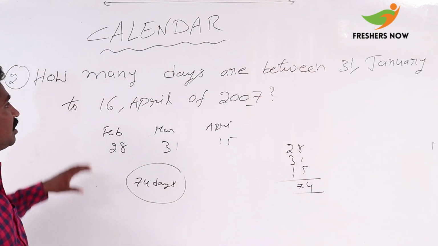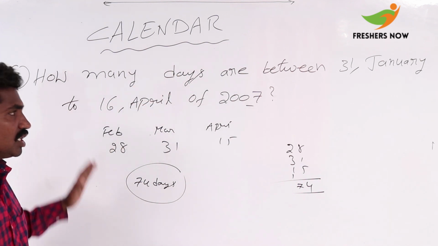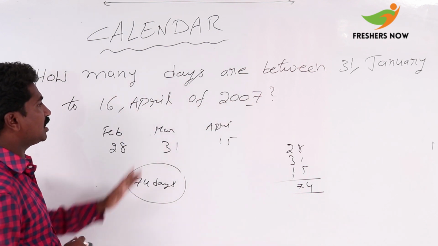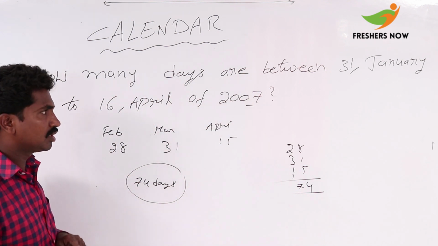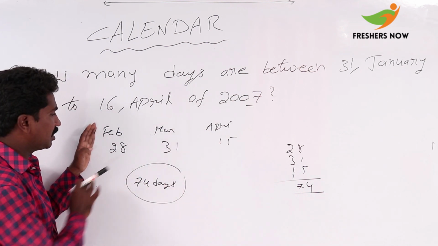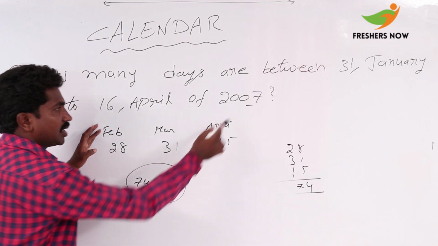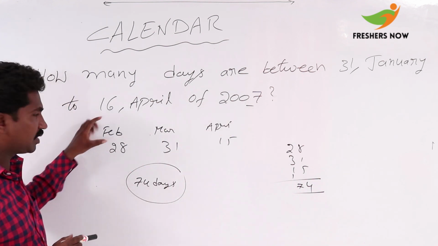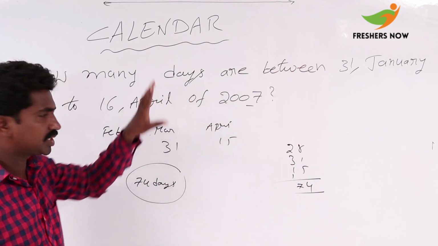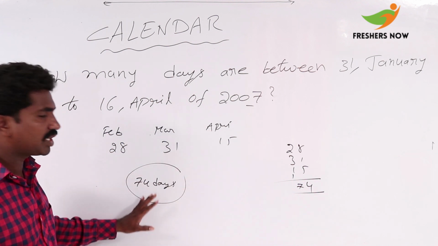He is asking how many days are between January 31st to April 16. So here we must exclude January 31 and April 16. So I have written from February to April 15. If February month included, we observe is it leap year, non-leap year, 2007 non-leap year. So I have written for February 28. For March 31, April up to 15 we have written. He is asking how many days, so add all the days, 74 days.